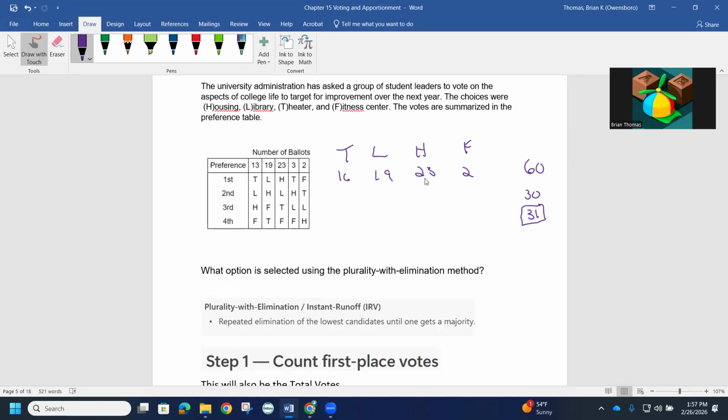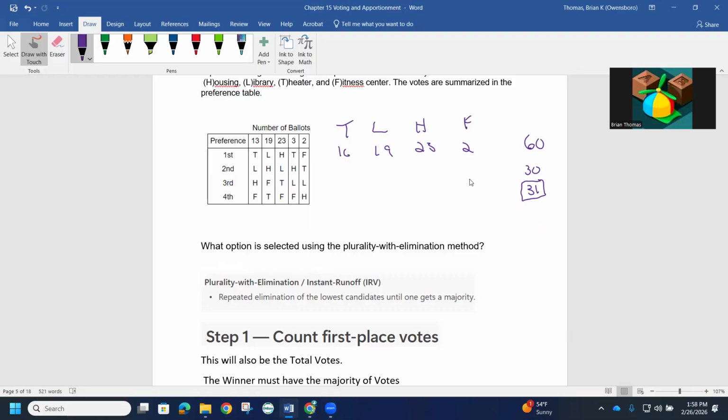So did housing get 31 votes? No. So we have to eliminate the lowest candidate. Right now we're seeing that fitness received the lowest. So we're going to create another ballot, but we're going to remove fitness from the categories. So we're going to mark out fitness here, starting from left to right: fitness, fitness, fitness, fitness, fitness. We're going to remove those.